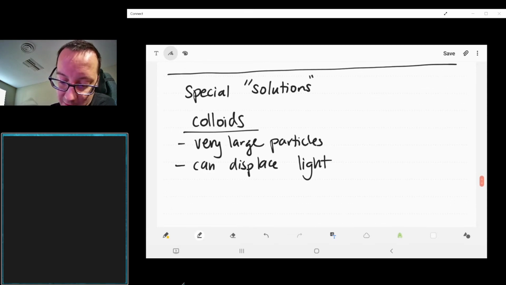So some common colloids we have. Oh my gosh, I can't spell common colloids.